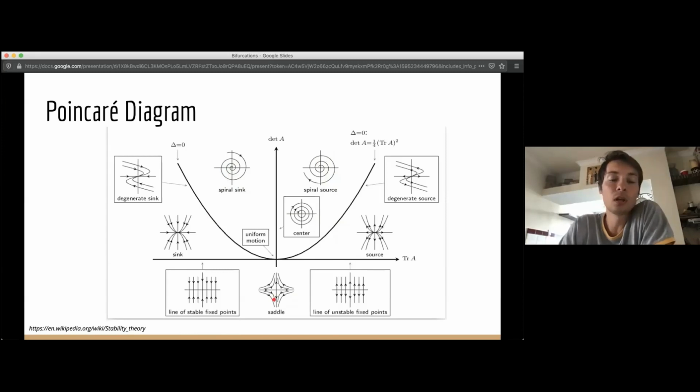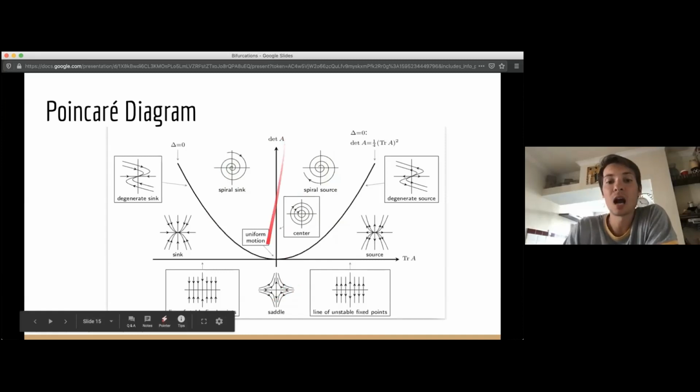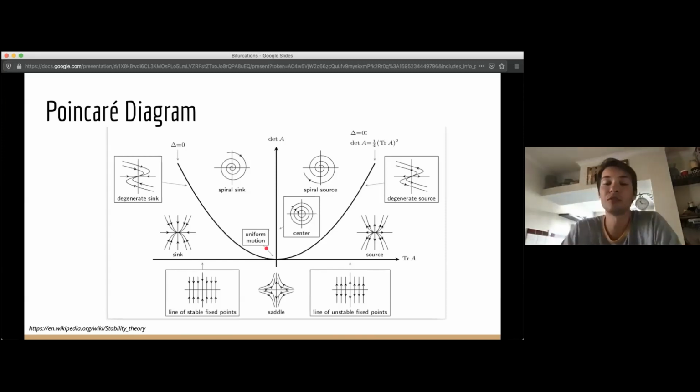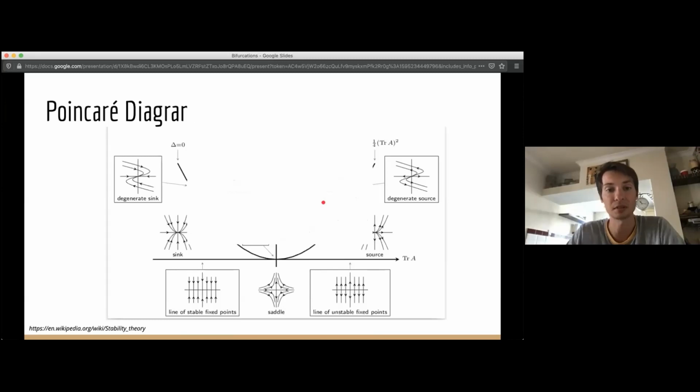If you want to learn more about that, a very good resource is Wikipedia's article on stability theory, which pretty much summarizes how you can determine what type of fixed point you are dealing with, depending on the parameters of your system. So this will not be a subject of this talk, but it is possible to answer the question of what type of stable point we have in our system.